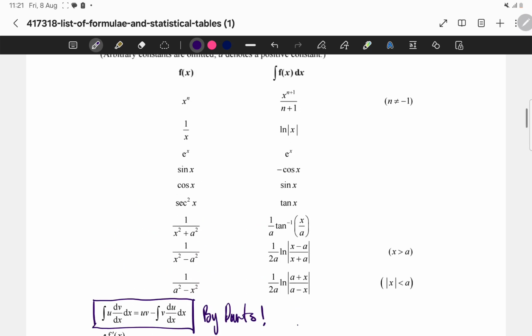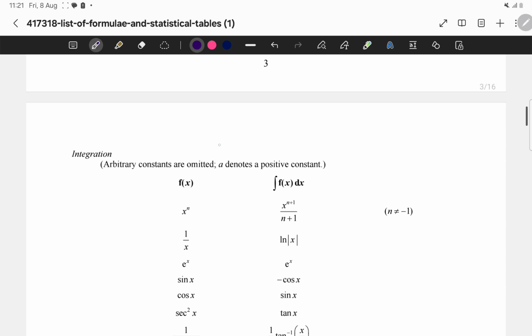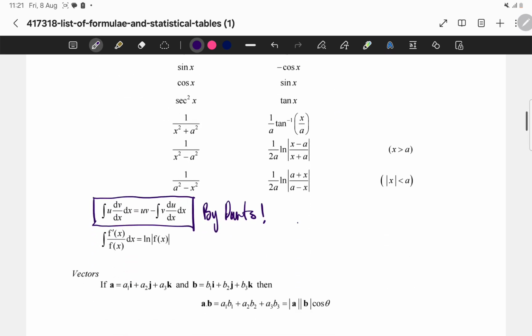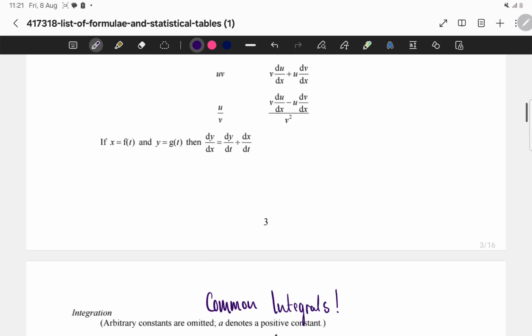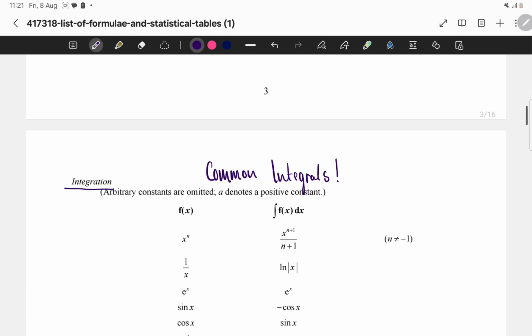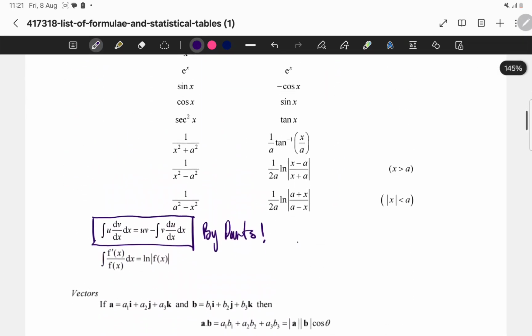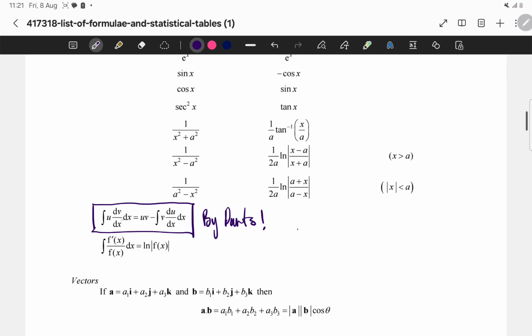Right, so by parts is under the integral. This is what we were calling the common integrals. It's a table, okay, which you're going to have in your exam. So below that is going to be your by parts. You go down, down, down until you see the word integration. That means you're now at the common integral table, and below that, this formula is going to be your by parts.